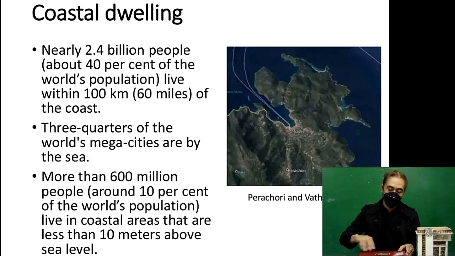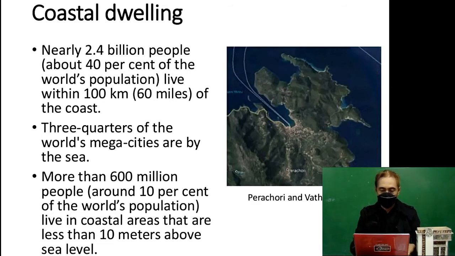Coastal dwelling. Nearly 2.4 billion people, about 40% of the population, live within 100 kilometers of the coast. Three-quarters of the world's megacities are by the sea. More than 600 million people, around 10% of the world population, live in coastal areas that are less than 10 meters above sea level.